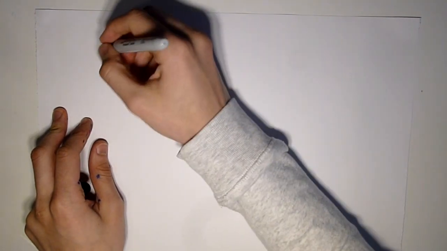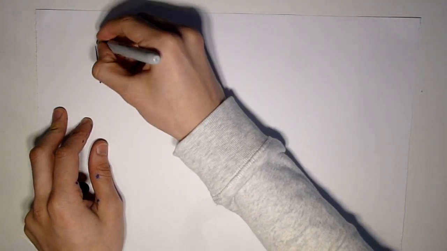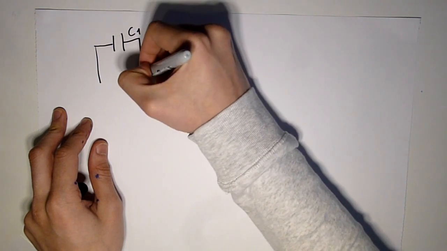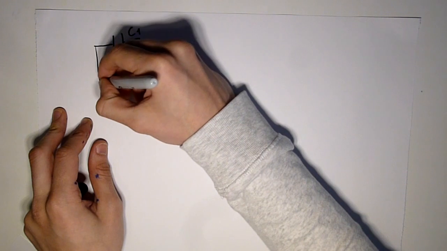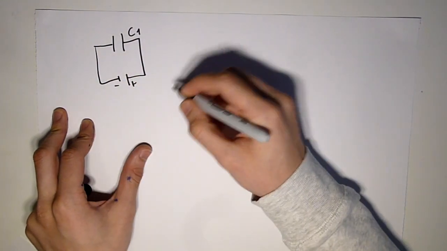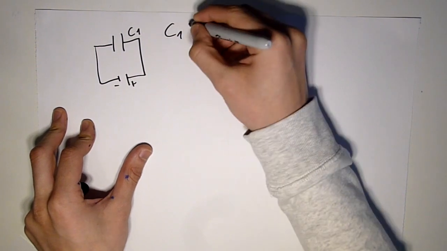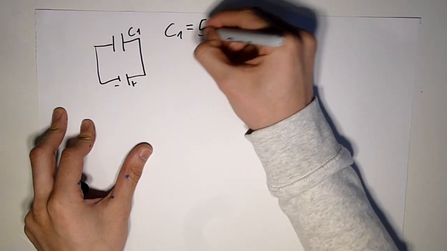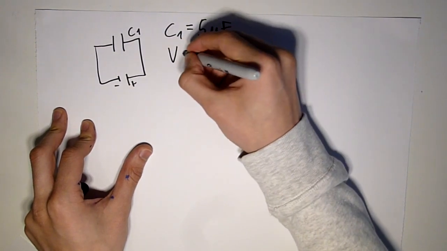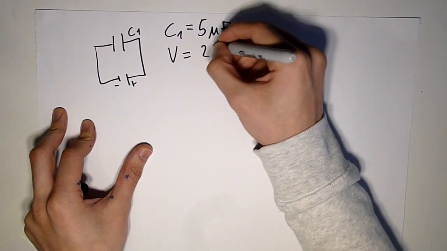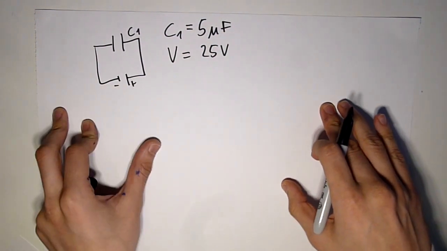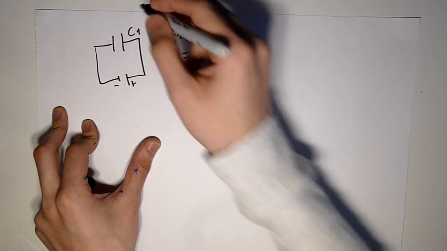So, let's take a look at a circuit with a capacitor. This is our capacitor here, and this is our battery, positive, negative. And let's say we know the capacitance, which is 5 microfarad. Let's say we know the voltage, that's 25 volts. And, well, what's the energy going to be stored in this capacitor?